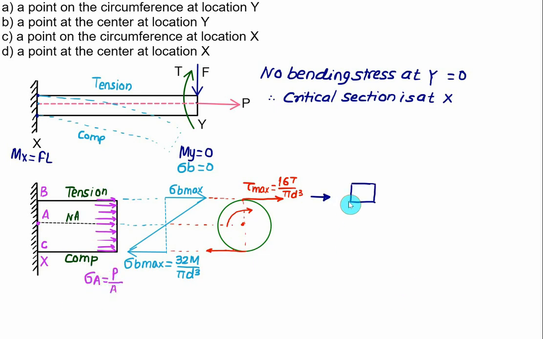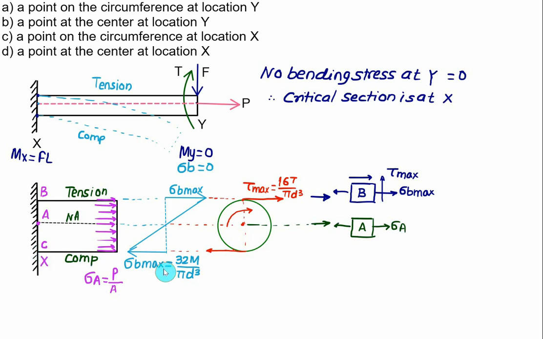If we develop the state of stress for point B, which is on the circumference at section X, at this point we have to show two stresses: one is the shear stress and one is the bending stress. This will be the bending stress, sigma bending maximum, and one value you have to show as shear stress, equal to tau max. And if you consider the center point, which is on the neutral axis, that is A, at A only one stress is acting. There is no shear stress and no bending stress, but we have only one normal stress. This value is the same as sigma axial.